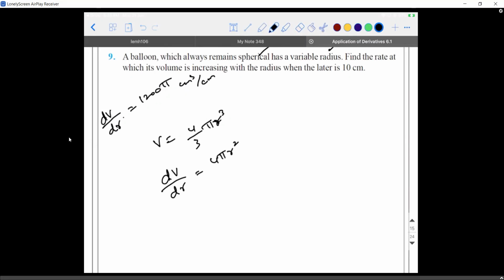Yes, I forgot pi, sir. Divide by 3, it's 4 pi r squared. Into 400 pi is the answer. So 400 pi is the answer. Simple problem, right?